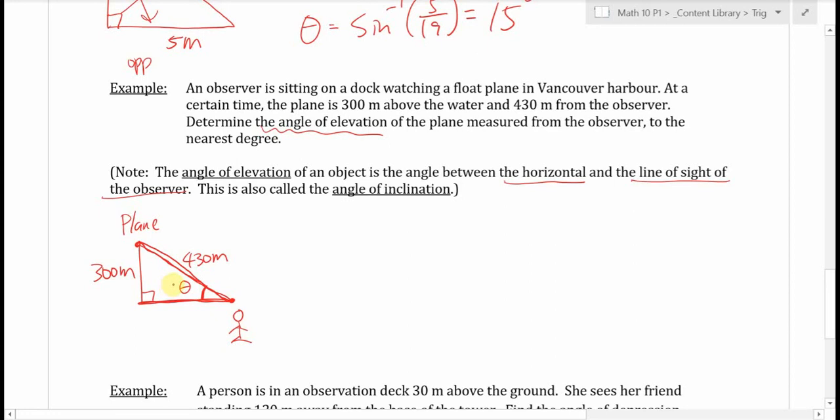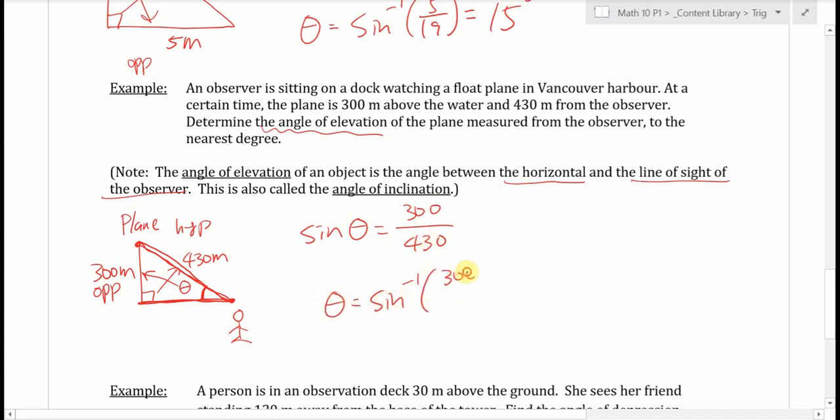So again, to solve for theta, you gotta name the sides. Opposite, hypotenuse. So again, sine is the one we need to use. Sine theta is equal to opposite over hypotenuse. To solve for angle theta, you simply take the inverse trig ratio, in this case inverse sine, of 300 over 430. Put this into a calculator, and rounding to the nearest degree, you will get 44 degrees.